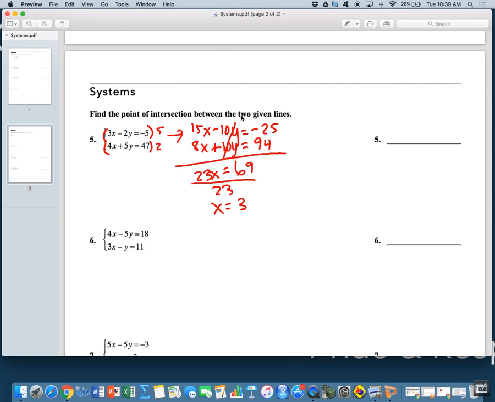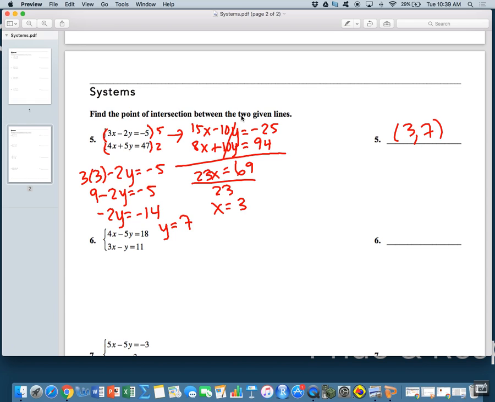Okay, now we need to plug into one of the two equations to find y. I'm going to do the top equation because I don't want to have to deal with 47. So I get 3 times 3 minus 2y equals negative 5. So this is 9 minus 2y equals negative 5. If I subtract 9, I get negative 2y equals negative 14. So y equals 7. Your answer then is 3 comma 7. So those two lines intersect at the point 3 comma 7.